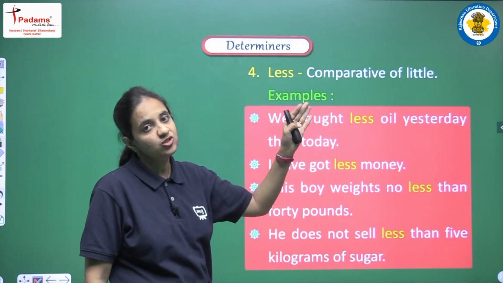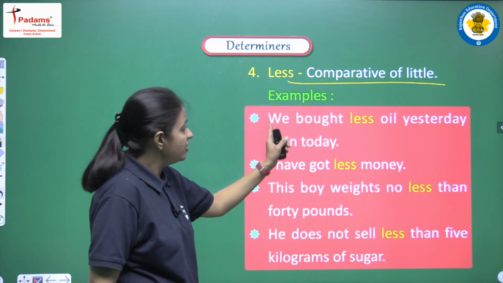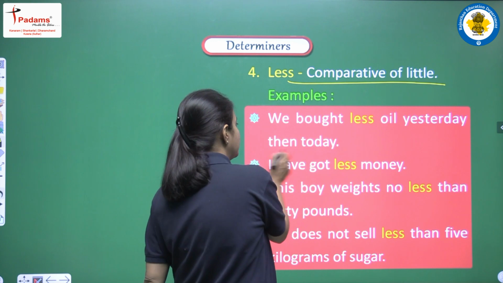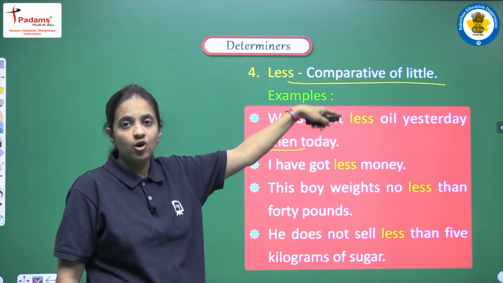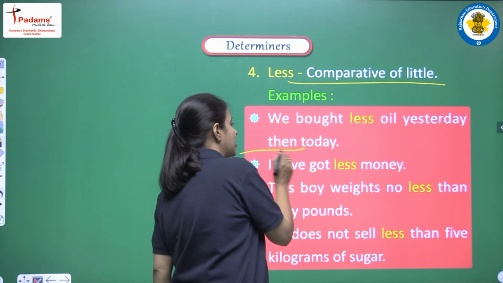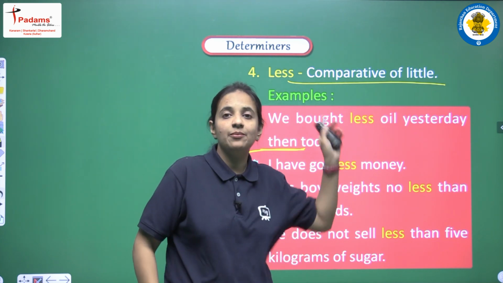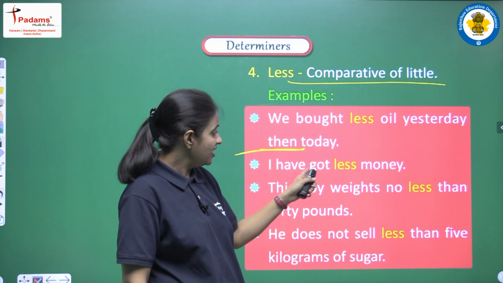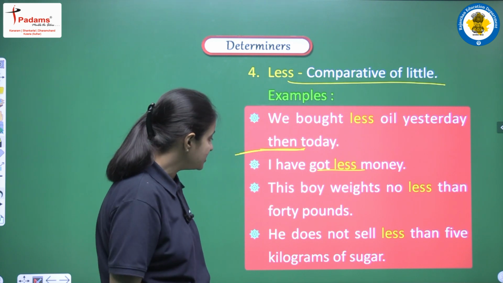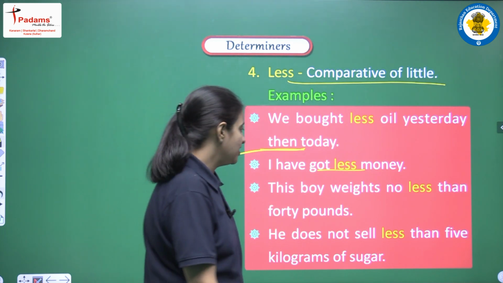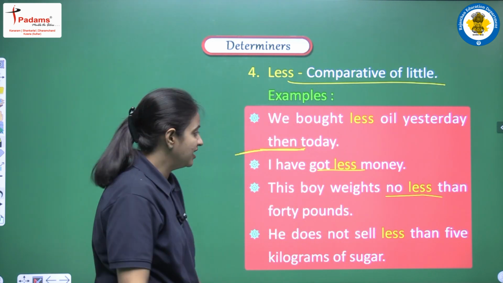Next we are having less. So yes, less is the comparative form of little. So let's see the example. We bought less oil yesterday than today. When we are making comparison in the sentence, at that time we can use the comparative form of little, that is less. Again we are having than, and with than we can show comparison, and this is the reason we are using the comparative form, that is less. Next, I have got less money, right? Next is, this boy weighs no less than 40 pounds. Again we are making this type of sentence where we are having the comparative form and we are using less.